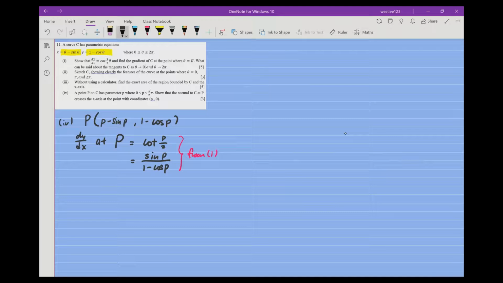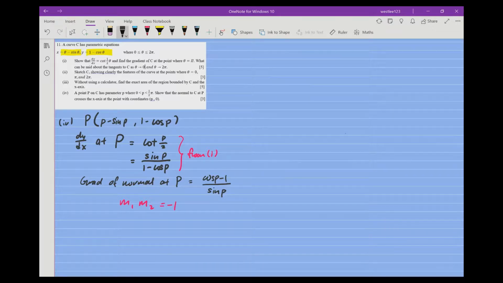Okay, then gradient of normal at P equals to, so you reciprocate it and you change the sign. This will give you cosine p minus 1 over sine p. Okay, so for those of you who cannot follow what I'm doing, basically I'm using this: M1 times M2, if they are gradients of two perpendicular lines, equals to -1. This is the formula that a lot of teachers teach the students to use. But for me, a shortcut to this will be you simply reciprocate the dy/dx and you add a negative sign to it. That will give you the gradient of the normal. It's a faster way.